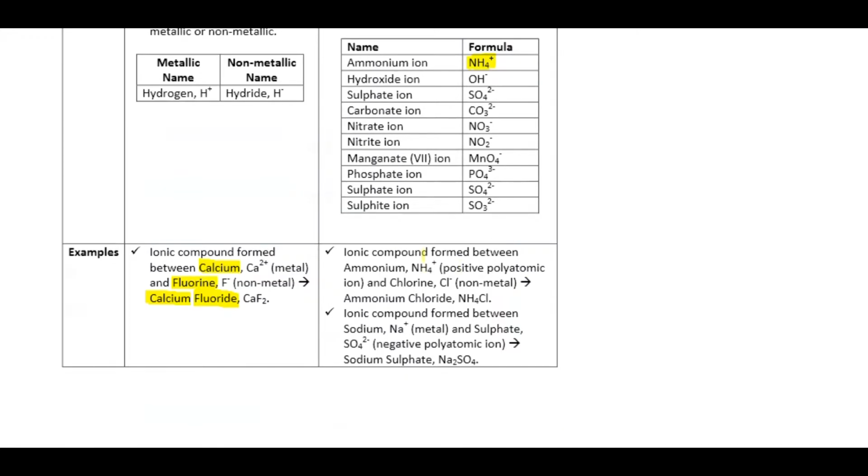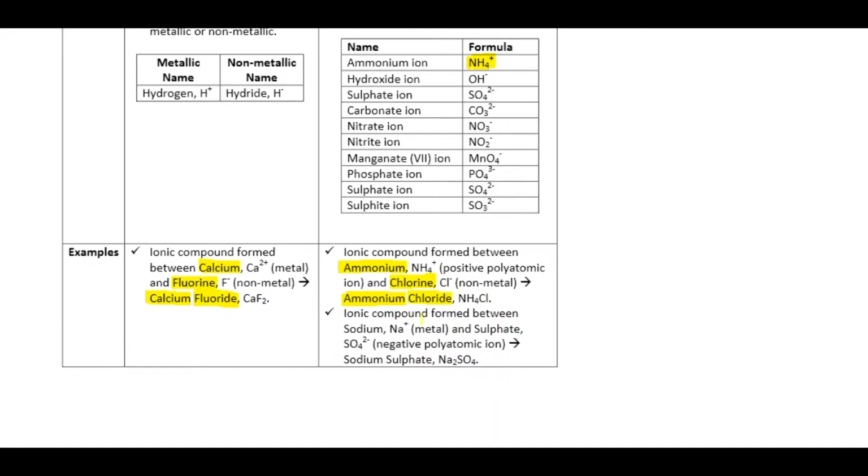So just to give you 2 examples, if an ionic compound is formed between ammonium, which in this case is NH4+, that's the formula as given in the table, right. This is a polyatomic ion because it consists of several atoms, 1 nitrogen atom and 4 hydrogen atoms. It's an ion because there's a positive 1 charge, so it's a positive polyatomic ion. And you want to chemically join it with chlorine to form an ionic compound. In this case, the chlorine is a non-metal, so it will end with -ide, chloride, whereas the metal or the positive polyatomic ion will remain the same, and it's at the front, right. So you call it ammonium chloride.